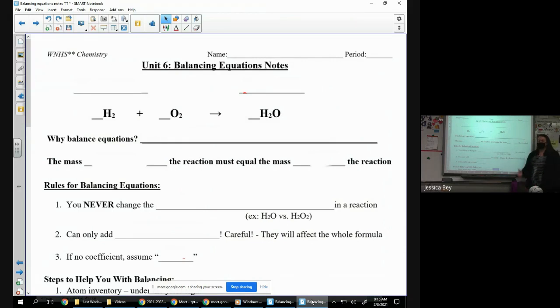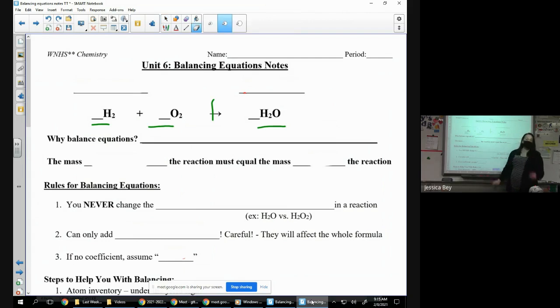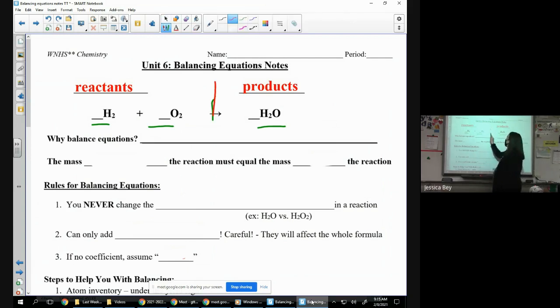Balancing equations. So we have an equation here. This one happens to be the synthesis of water. We have some hydrogen and some oxygen gas, and they are going to come together to make water. I want to remind you of something we did at the beginning of the year. The things that you start with are called the reactants, and the things that you end with are called the products. So all we're going to be talking about today is around this arrow. And remember, the arrow means yield.